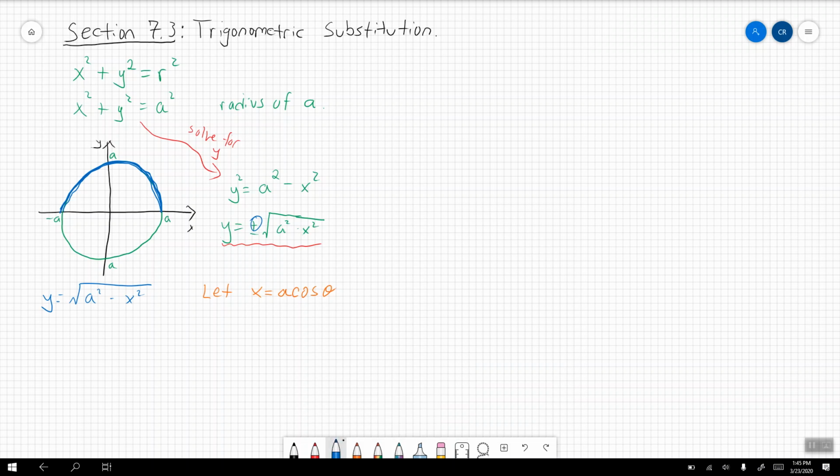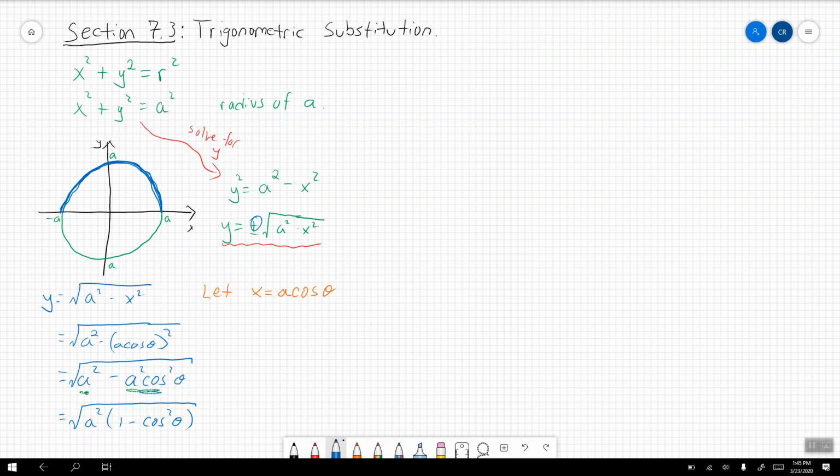By doing this, I'm going to have the square root of a squared minus the quantity a times cosine theta, squared, which means I will have a squared minus a squared times cosine squared theta, and I'm going to take the square root of that. Now notice these two terms here have a common factor of a squared. So if we factor out that common factor of a squared, then we're left with a squared times 1 minus cosine squared theta, as such.